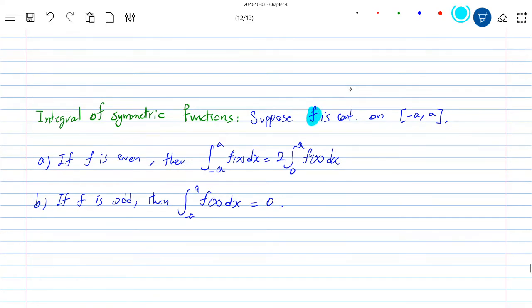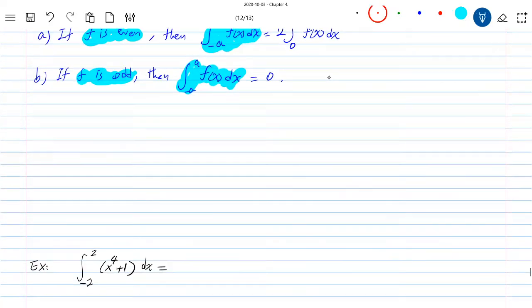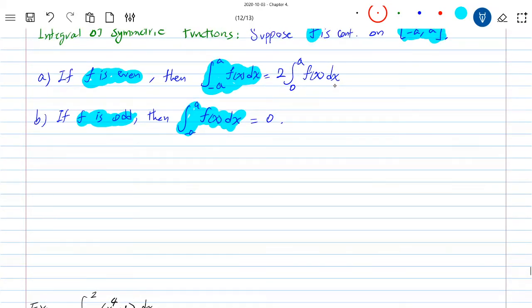Suppose given a function f, suppose f is given over a symmetric interval from negative a to a. That's very important. And if they ask you to evaluate the integral from negative a to a of f of x dx, depending on the type of function, if you're dealing with an even function or odd function, the results are different. So let's see why they are different. First, let me remind you of what would be an even function and what is an odd function.